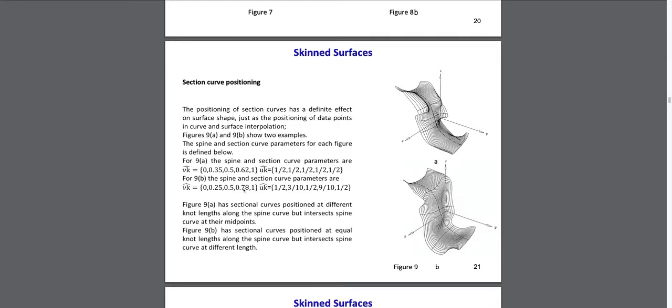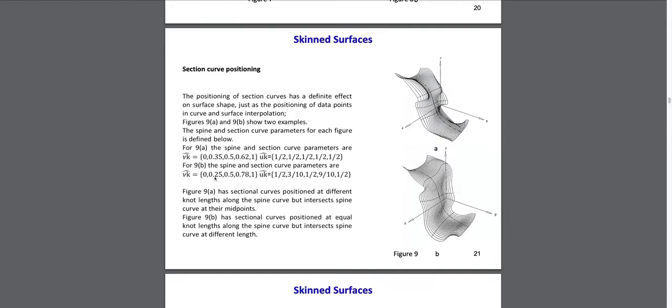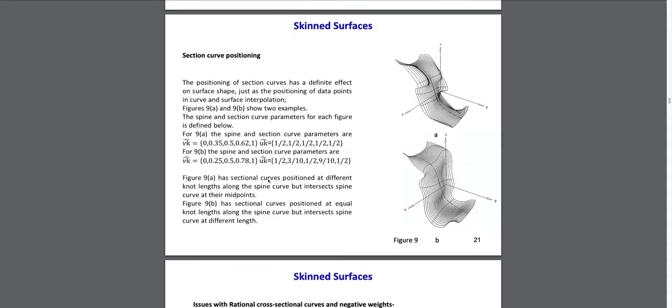And now coming to the next one, we have the intervals placed uniformly, like 0, 0.25, 0.5, 0.78 and 1. They're almost equidistant to each other, not exactly, but very almost. But if we see the section curves, the first section curve intersects at its midpoint, but the second one at 3/10, and third one at half, and the fourth one at 9/10, and last one also at half.